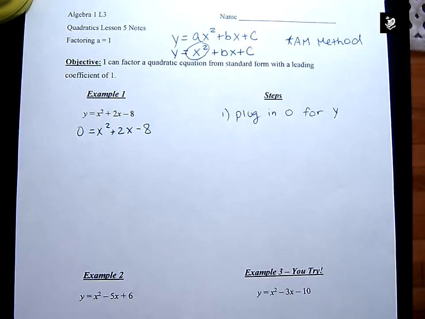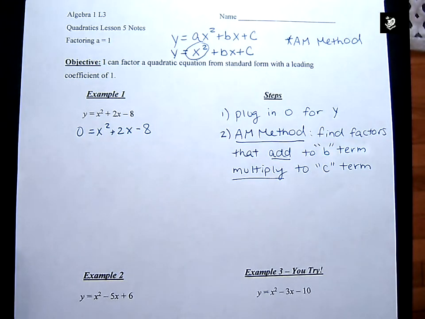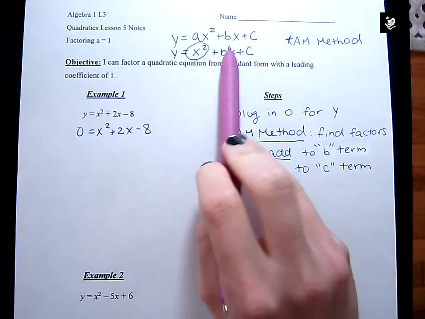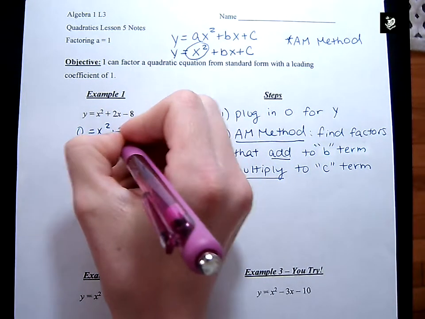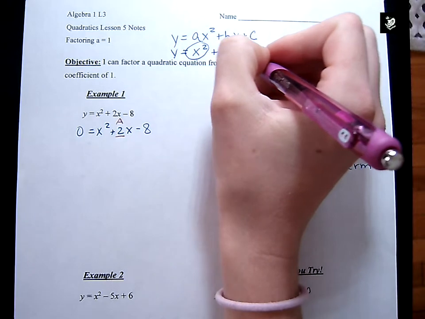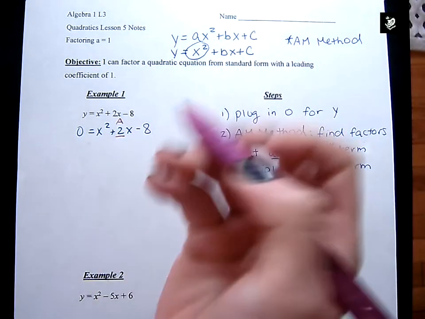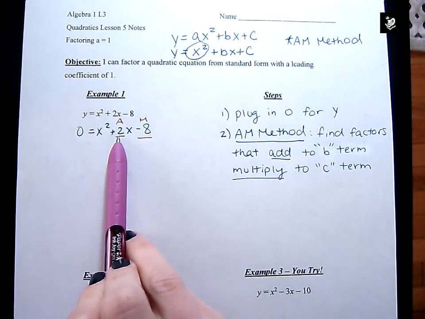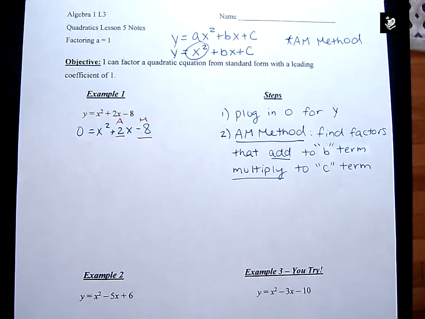Step 2 is where the AM method comes into play. And that involves us finding factors, finding two numbers that add to the b term. So if I look up here, the b term is the one next to x. So we want to add to 2 and multiply to the c term. The c term is the constant, the number by itself. In this case, the -8. So that's why it's called the AM method. Adds to 2, multiplies to -8.